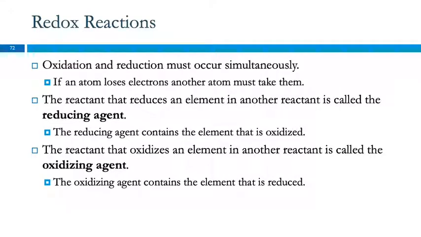So oxidation and reduction have to occur simultaneously. If an atom loses electrons, another atom must take them. You can't just have one. You can't just have an oxidation. It's a little bit like buying and selling stuff. I can't buy a sandwich if nobody's selling sandwiches, right? And I can't sell an apple if there's no one to buy it. I can offer it, but if no one buys it, I haven't sold it. So there has to be a giver and a taker.